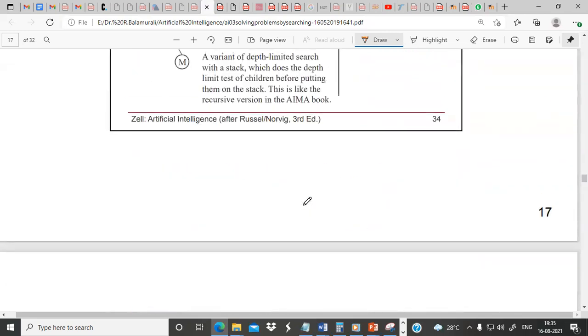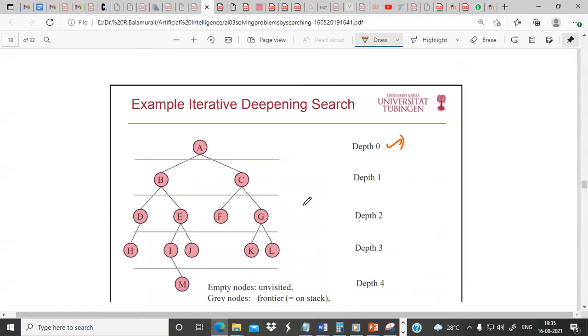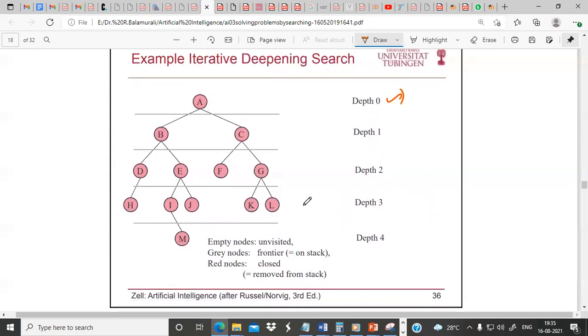In the previous version, depth limited search, first we set the depth limit, like limit is equal to 10 or limit is equal to 15, like that. But in iterative deepening search, first we set the limit as 0. Limit 0 means we are only going to check the root node. If the goal state is not the root node, then you gradually increase the depth.